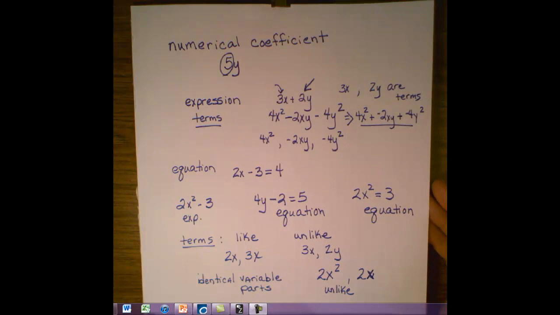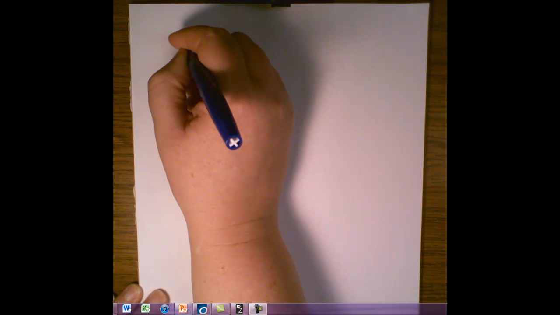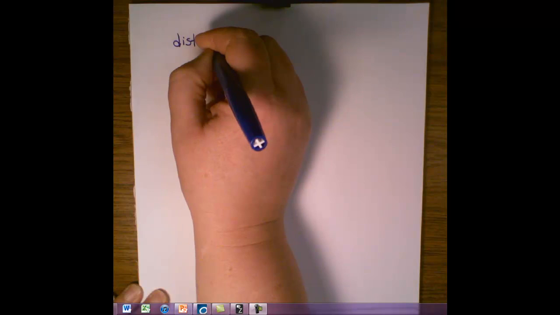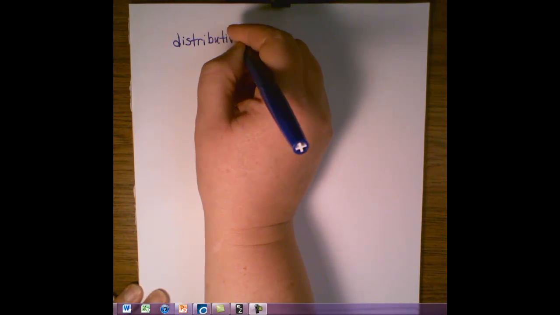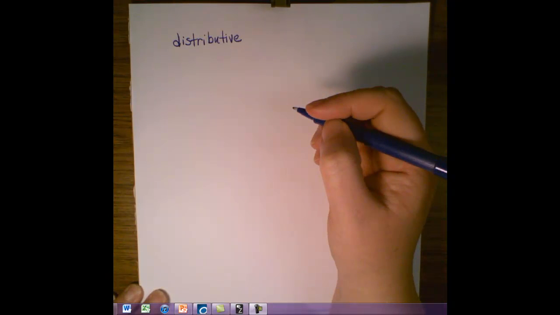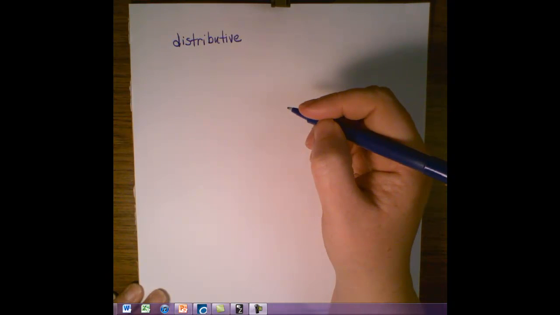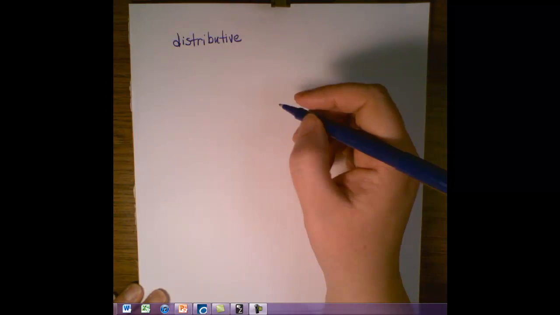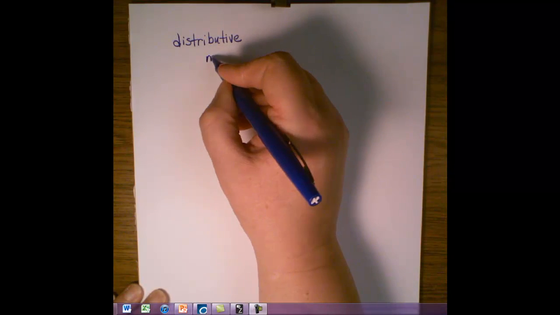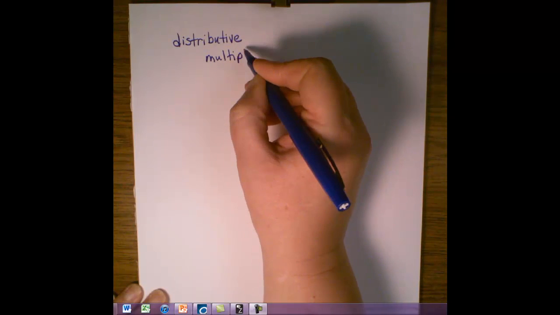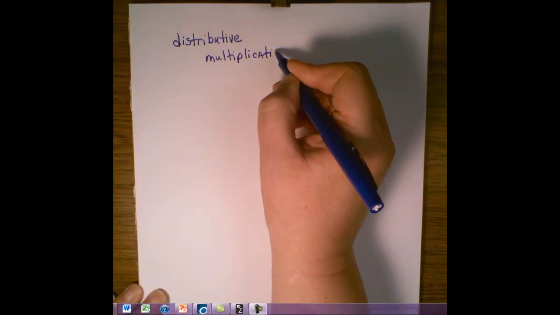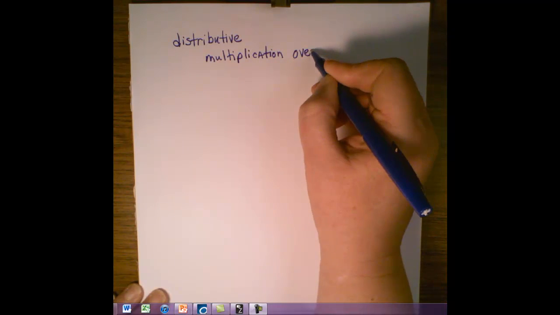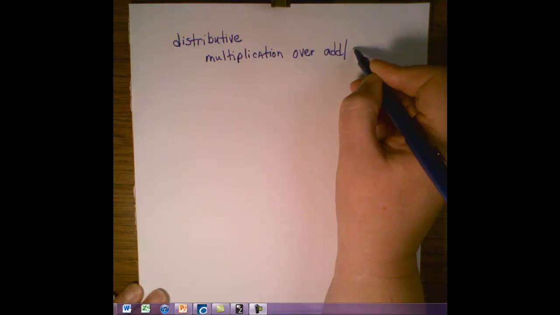That leaves us one last definition. I'm going to flip over my page here. One last definition, and that is the distributive property. Distributive property is the one property our students are struggling with the most. And distributive is a multiplication over an addition or a subtraction.